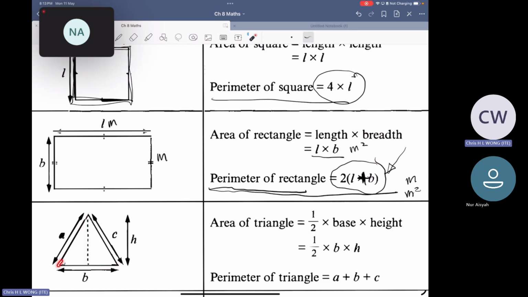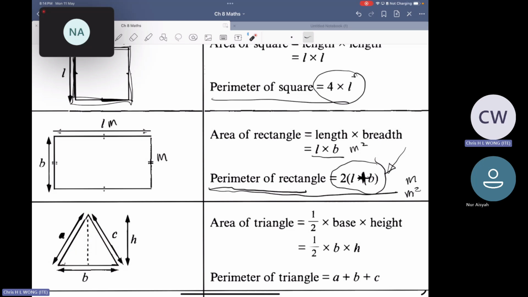If I tell you this is the base, where's the height? It's not B. If you say B, it must be perpendicular. So it's not B, it must be this one. You must draw 90 degrees yourself. If I say this is the base, then the height must be here. You must draw it yourself. There's the height. It must be perpendicular.